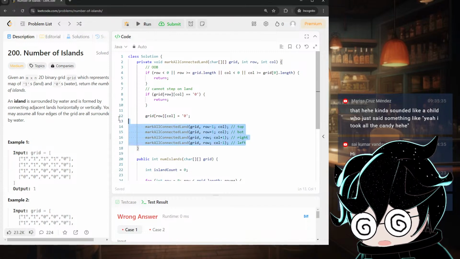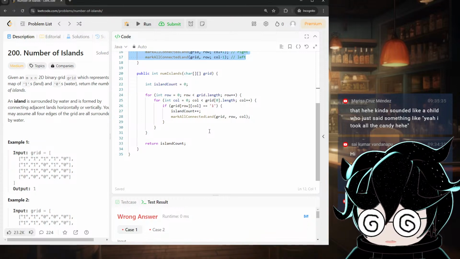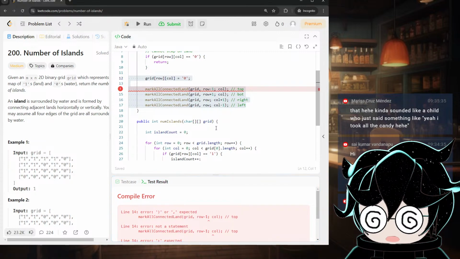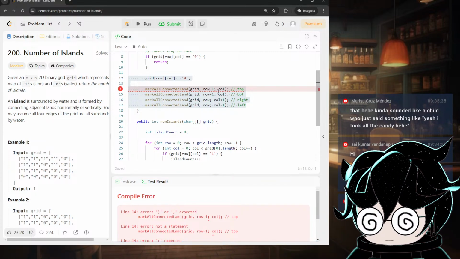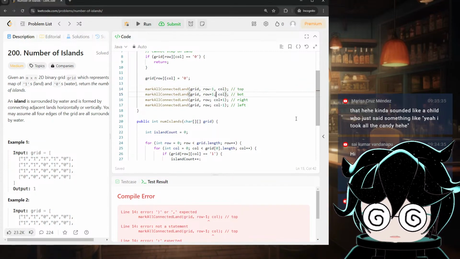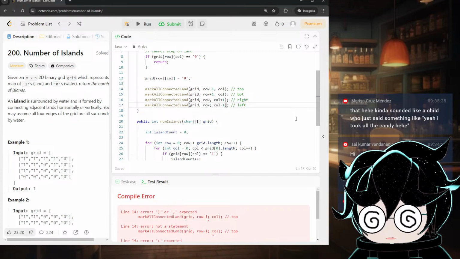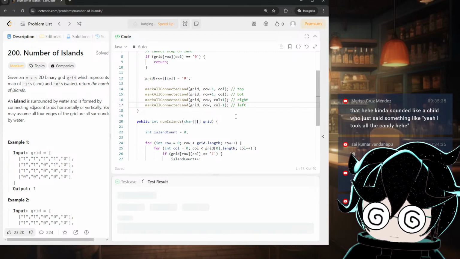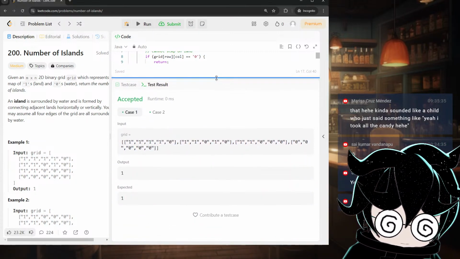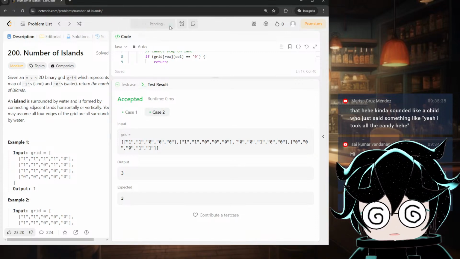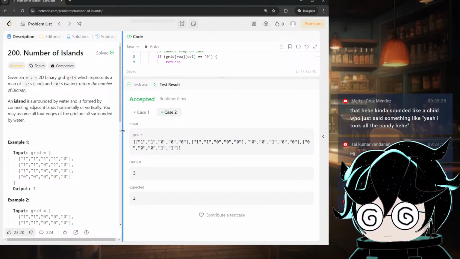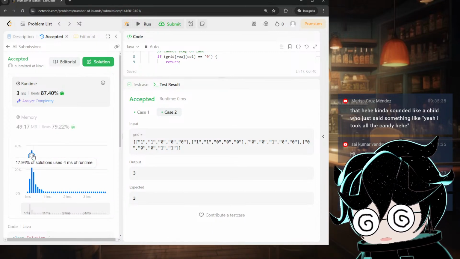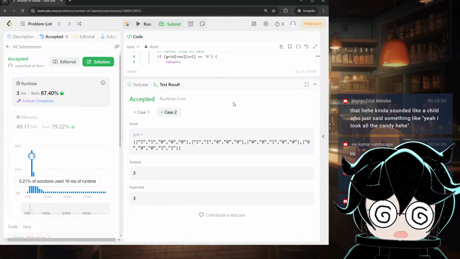Is this how you do it? Sure, let's run this. I have no idea what else to add. Compilation error. Oh, I'm dumb. This is a comma, not a semicolon. Dang, bro. Dang, it worked. I'm at the top of the world. In terms of height, not in terms of speed.